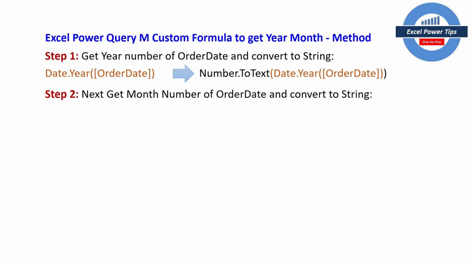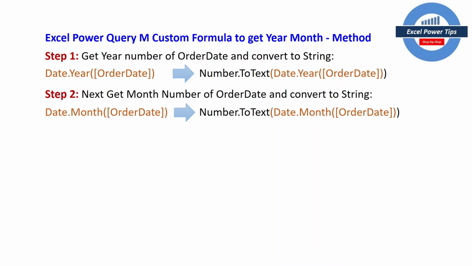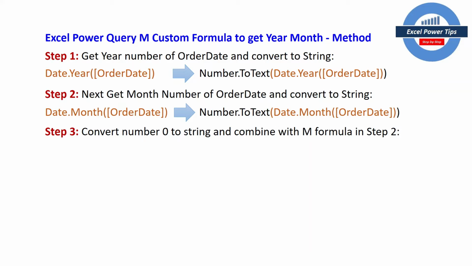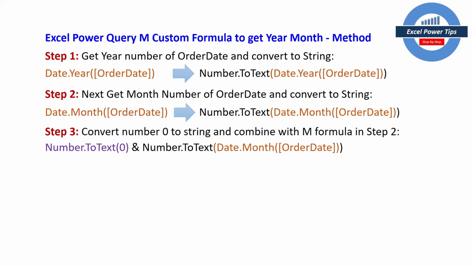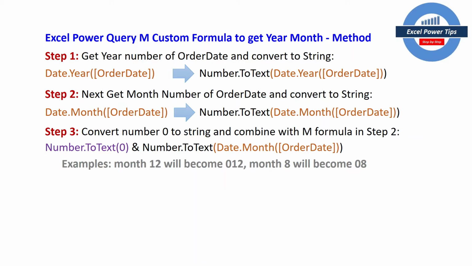Similarly, for step 2, to get the month number of the order date, you convert it to string. Here's the formula. For step 3, you need to convert the number 0 to a string and then combine it with the M formula in step 2. To convert the number 0 to a string, you need to use the Number.ToText function that's indicated in purple. And then you combine it, merge it with the M formula in step 2. So for example, month 12 will become 012 and month 8 will become 08.